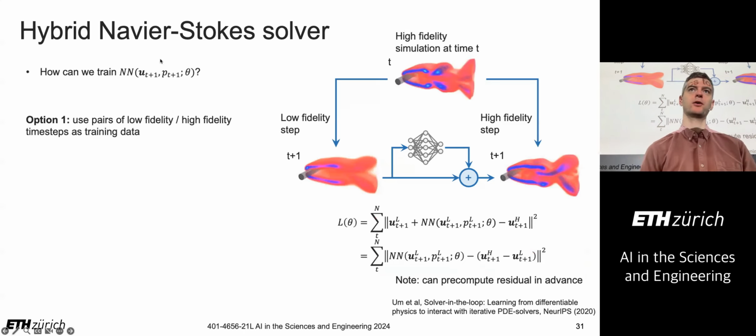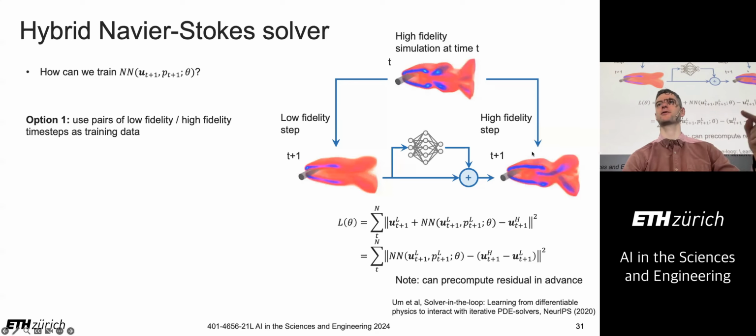So this is option 1, how we train the neural network. We just think about one time step, and we start with some initial condition at time t. And we take 2 steps. One is a low fidelity step, and one is a high fidelity step. The low fidelity step is the input to the neural network. The high fidelity step is the label that we use to train the neural network.